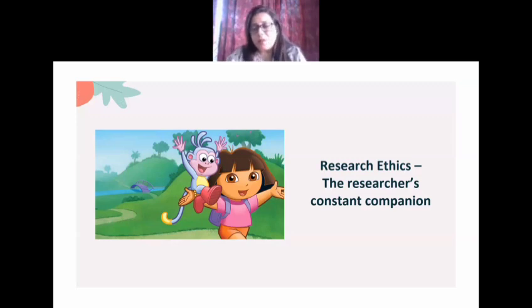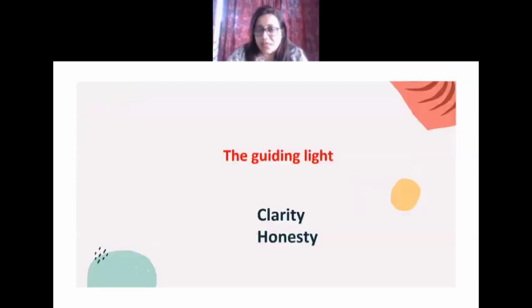The atmosphere must be very conducive for a researcher to go ahead with research compliance, and the researcher must be told what the indicators of research ethics are. To start with, I would tell Dora that clarity and honesty are required. Research starts with clarity and honesty and ends with clarity and honesty. Any point when clarity is lost, in that maze you're lost. So you need to regain your clarity.